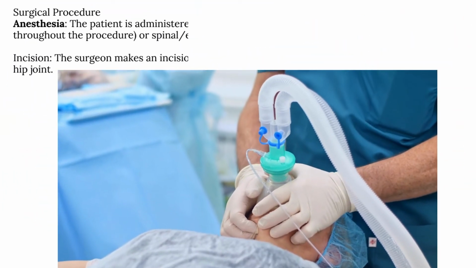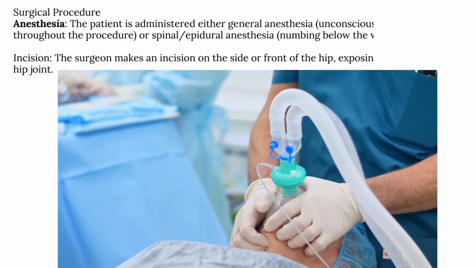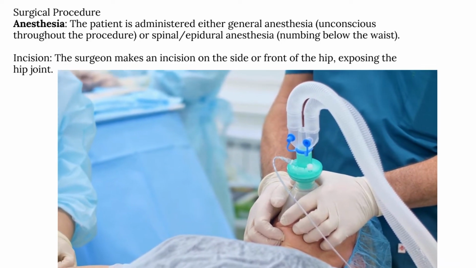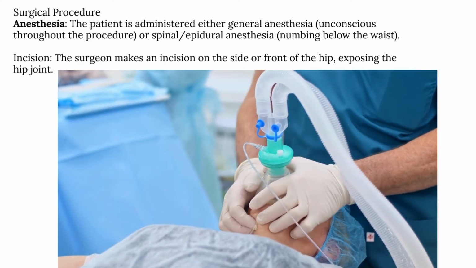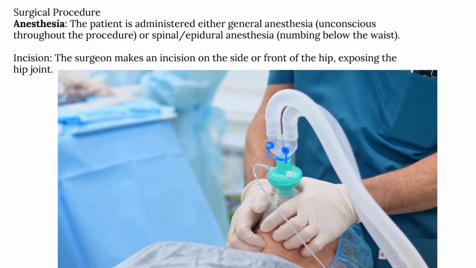Surgical procedure, anesthesia. The patient is administered either general anesthesia, unconscious throughout the procedure, or spinal epidural anesthesia, numbing below the waist. The surgeon makes an incision on the side or front of the hip, exposing the hip joint.